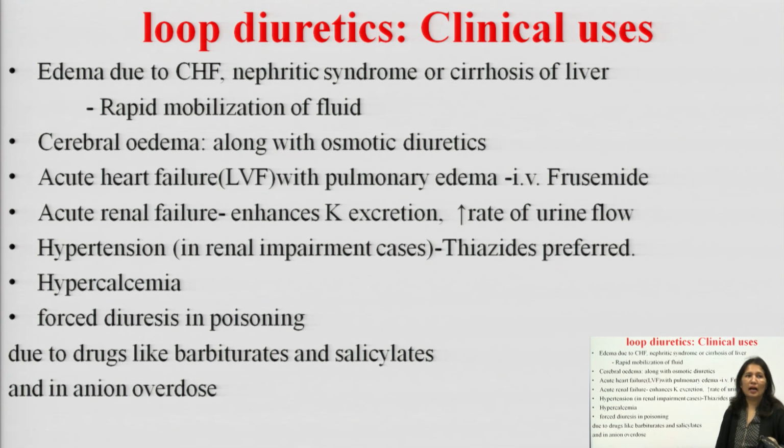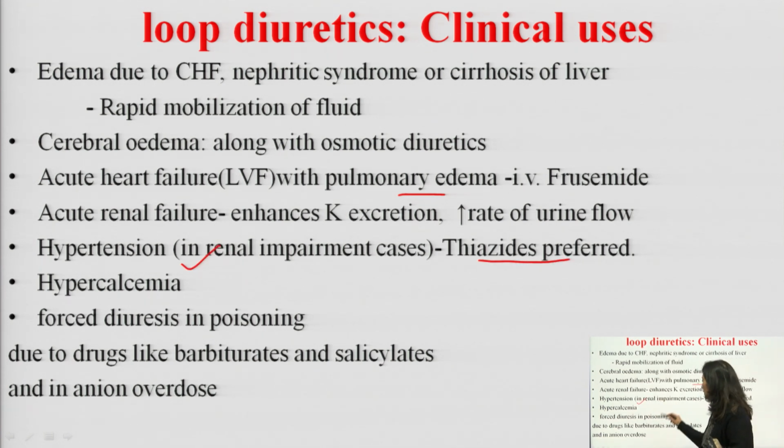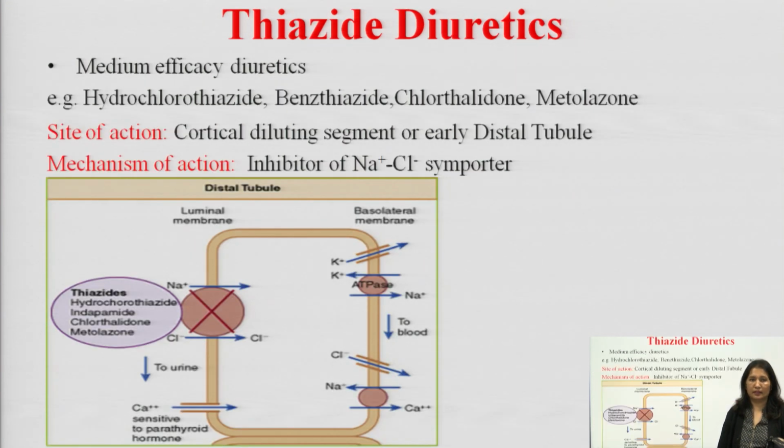So, uses are, they are used in edema, different types of cardiac, nephrotic and cirrhotic edema, liver edema. They are used to treat cerebral edema. They are used in acute heart failure with pulmonary edema, that we have already discussed, and acute renal failure. They are used in hypertension, though thiazides are the important drug for hypertension. In renal impairment cases, loop diuretics are used. They are also used in forced diuresis and hypercalcemia.